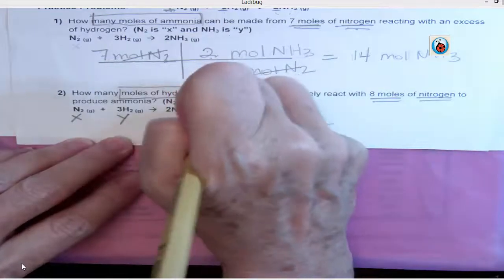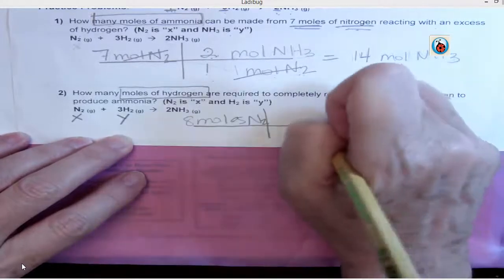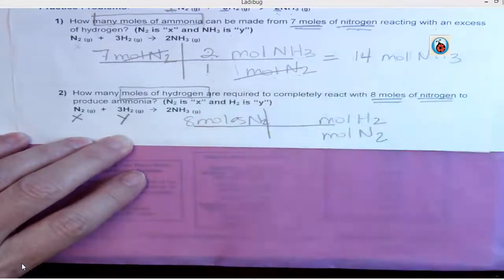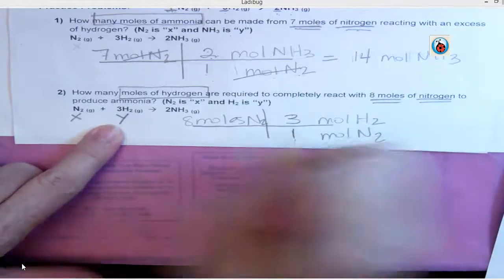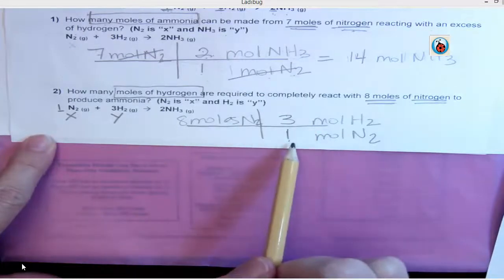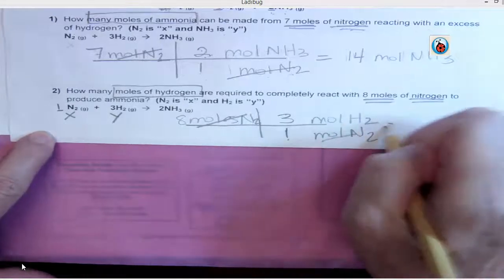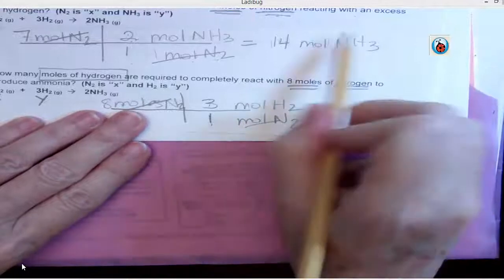What I know goes in the start box: 8 moles of nitrogen. How do I cancel moles of nitrogen? With moles of nitrogen. What am I converting to? Moles of hydrogen. Where do the numbers come from? It's the mole ratio, coefficient of Y over the coefficient of X. Coefficient of Y is 3 moles of hydrogen for every 1 mole. Remember, there's an understood 1 there. So 3 moles of hydrogen to every 1 mole of nitrogen. Moles of nitrogen cancel. Again, multiply across the top, divide by the bottom. What do we get? 24 moles of hydrogen is our answer.